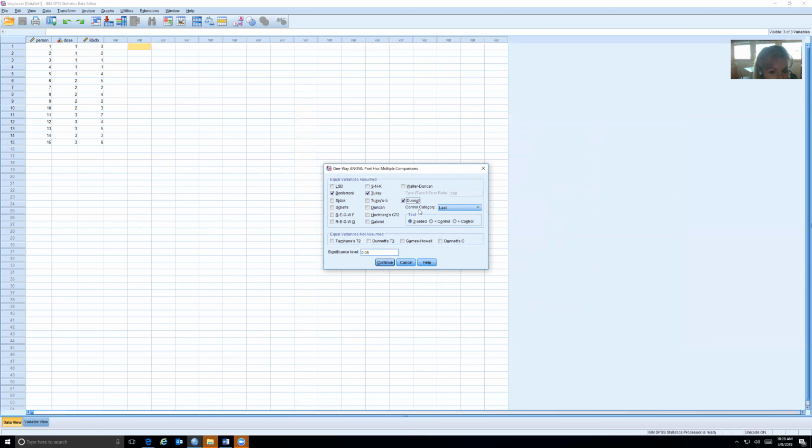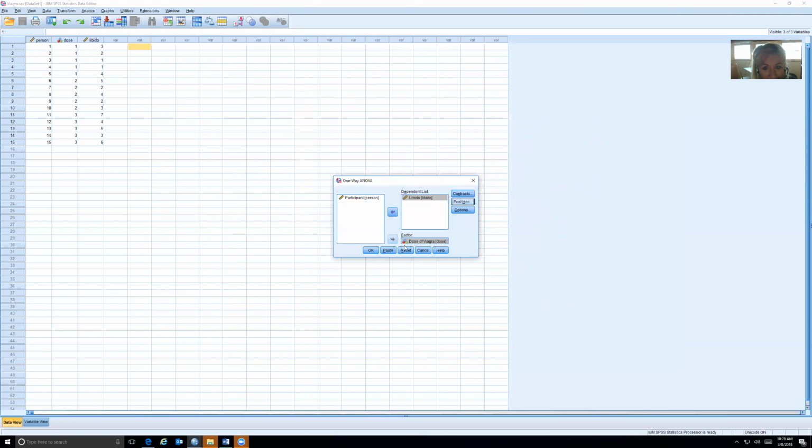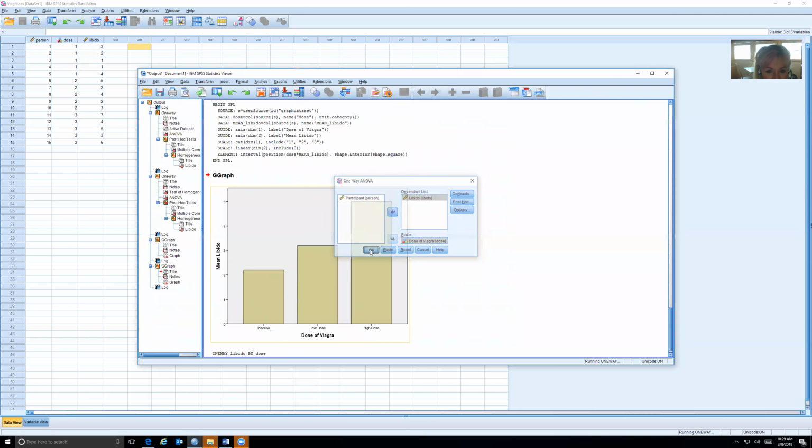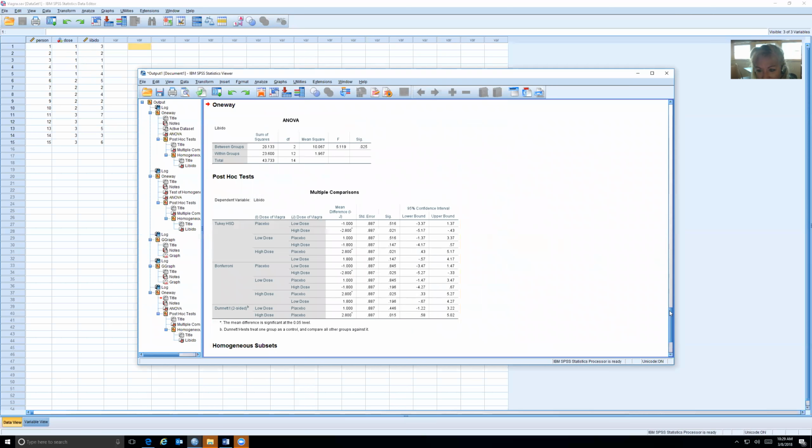In this case, the Dunnett control category automatically says last, but for ours, we know from reading the field book, it's the first category. These ones got the placebo. So I change it from last to first. Okay, let's continue here and let's see what we get from SPSS.